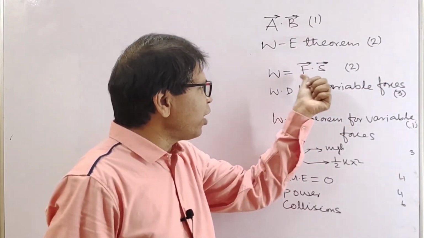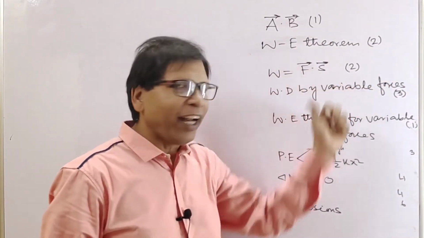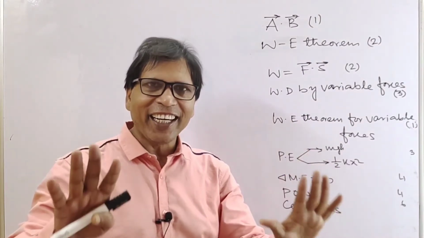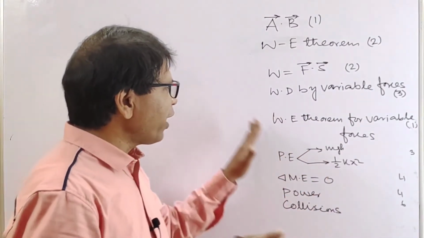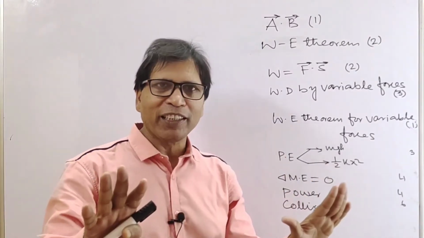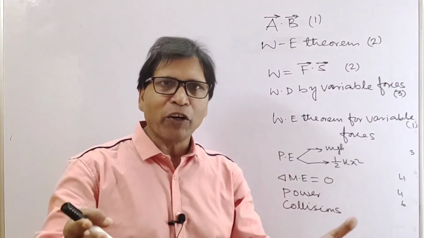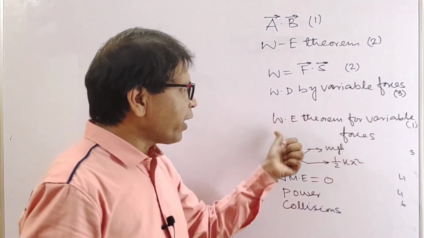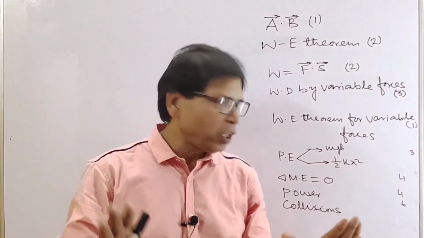Then work done is equal to the dot product of the force vector and the displacement vector, and two related NCERT numericals. Then work done by variable forces, and to clear your concept, three NCERT numericals. Then the work-energy theorem for variable forces.